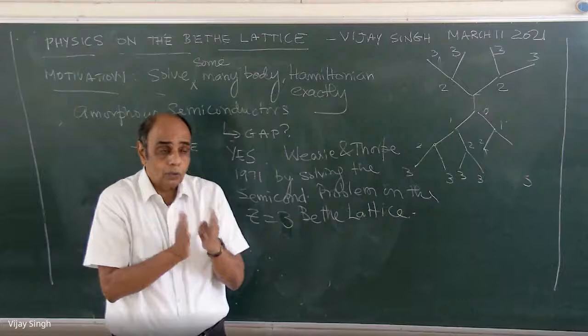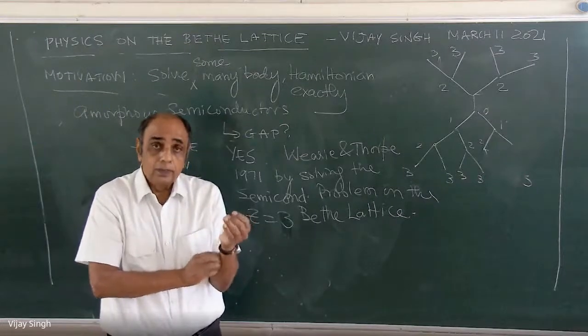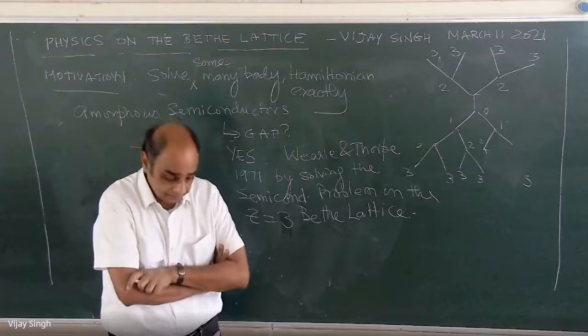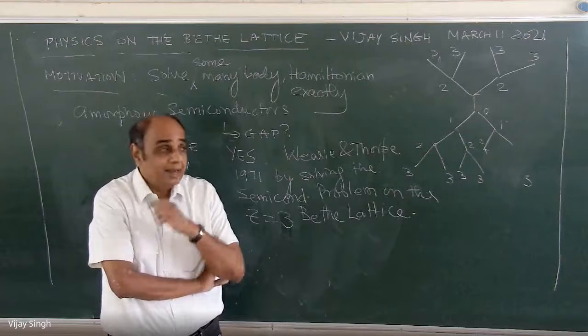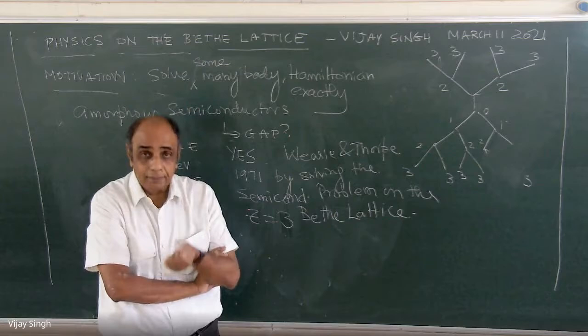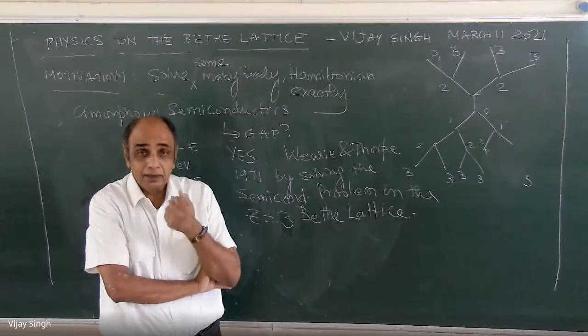So they proved that even in an amorphous semiconductor, there is a band gap. What they said is if you solve this problem, you will still get a gap, and a good one. So it became like a demonstration: even in a disordered semiconductor, you would have a gap. Something that you didn't expect.